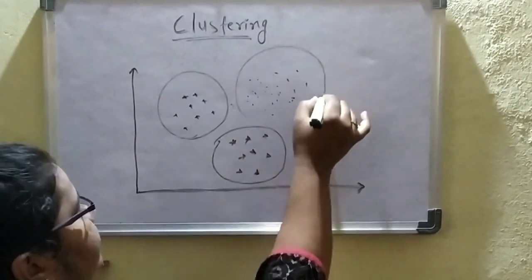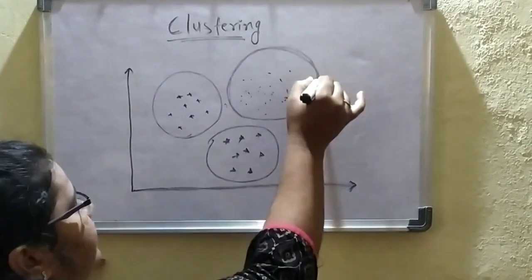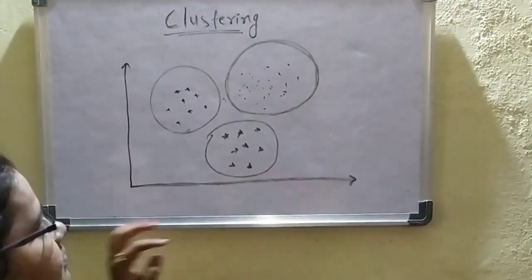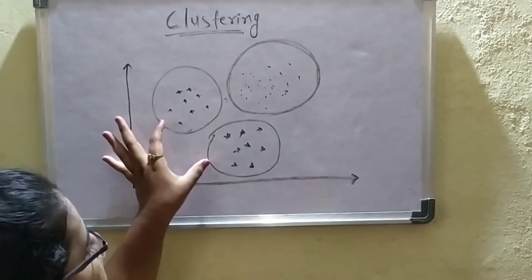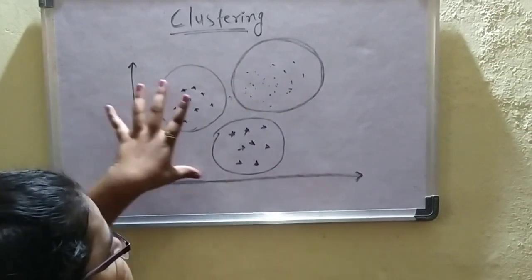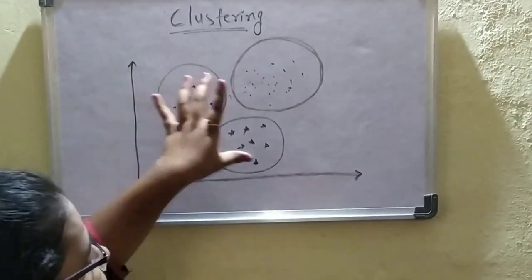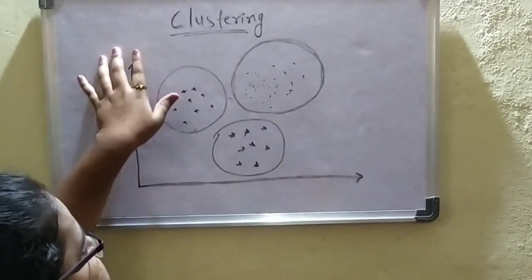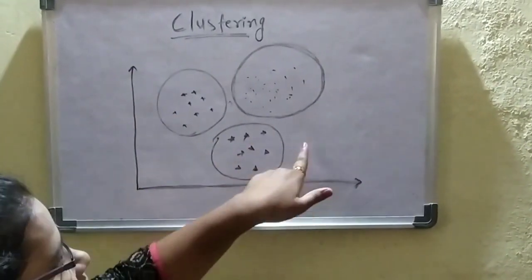So we have to form three different clusters to divide these objects into three different groups, because these three different objects belong to different categories. These three are of different categories, so we have to group them into three different groups. So clustering means dividing the objects into different groups.